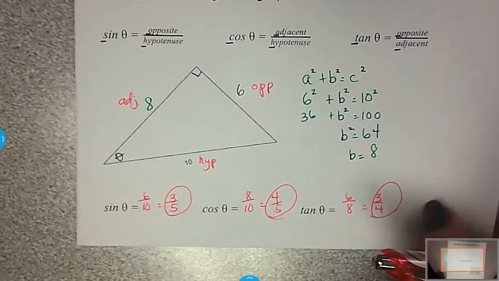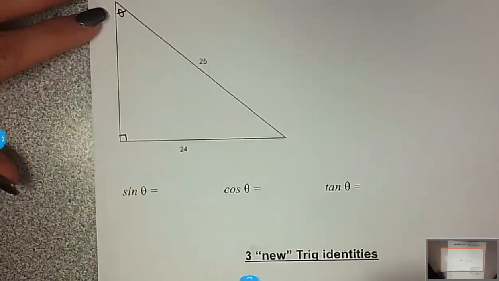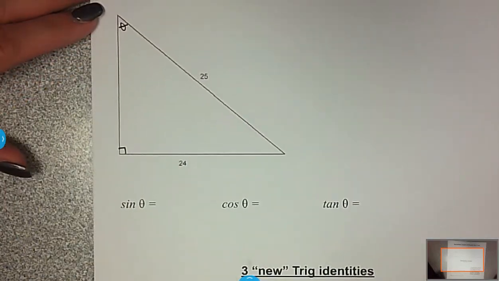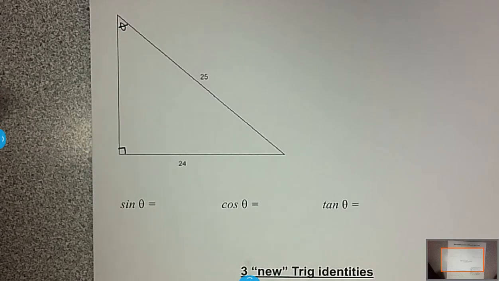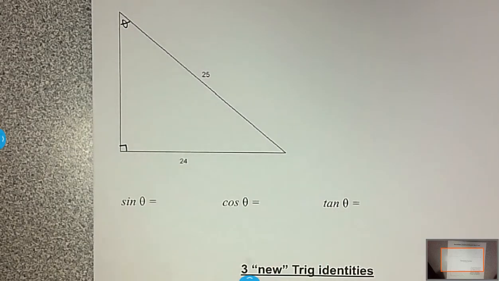All right, so now I've got one for you to try. Once again, you've got to find the missing side of the triangle. And then you're going to have to find sine, cosine, and tangent for this triangle. So you may need to pause for just a second while I work on it here, and then you can unpause it and check your answers with mine.